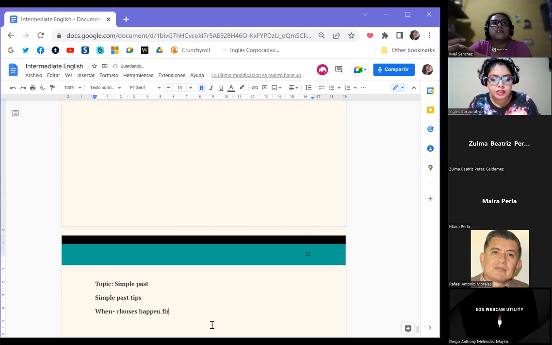Happen first. So in this case, it says that clauses are groups of words which have meaning but are often not complete sentences. So in that case, it's a group of words that does not have a complete meaning as a sentence, so they are just a group of words. Some clauses begin with the word when, such as when I dropped my pen, or when class began. These clauses are called when clauses, and they are very important. And we are going to see some examples.